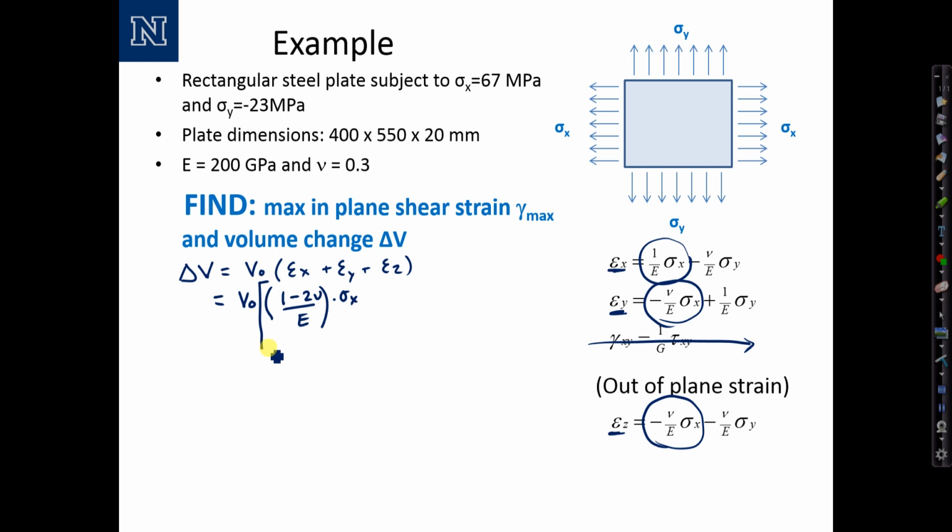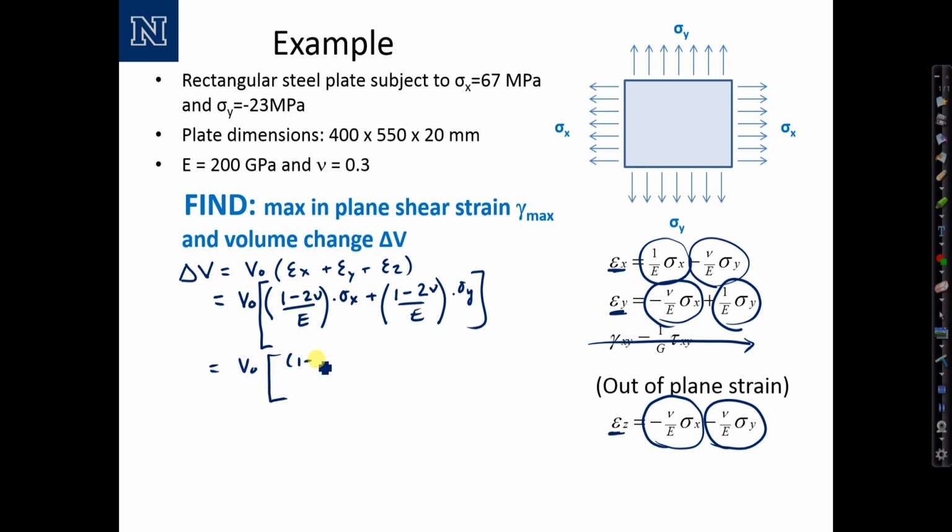Okay? Now, in terms of sigma y, the sum of the three terms is 1 over E minus nu over E minus nu over E times sigma y. Exactly the same thing, plus (1 minus 2 nu) over E times sigma y. Okay, so we can simplify this a little bit. Equals the original volume times (1 minus 2 nu) over E times (sigma x plus sigma y). That's a fairly simple equation based on our known normal strains.